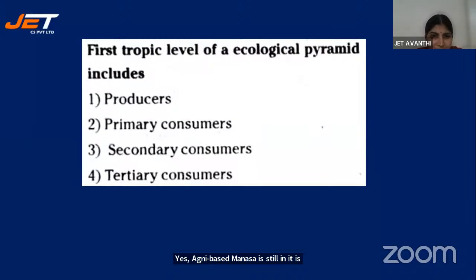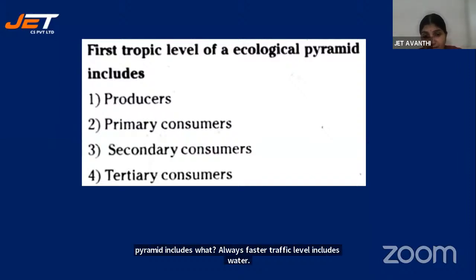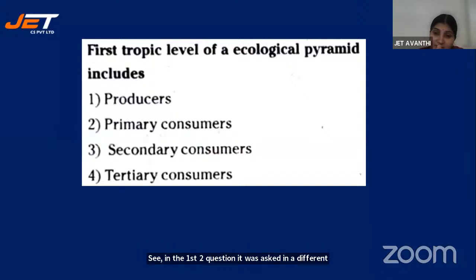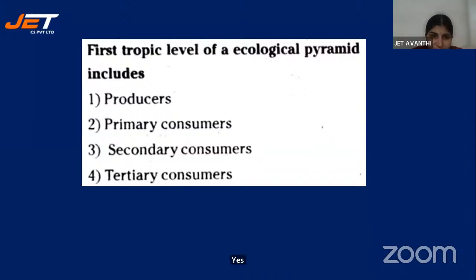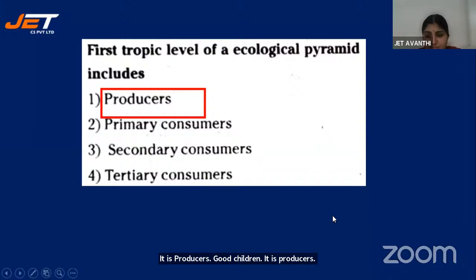It's Elton. Okay. First trophic level of the ecological pyramid includes what? In the first question it was asked in a different way, but the answer is the same. Here, the same answer, but the question is asked in a different way. Yes. Chetan, Vishwant, Renuka, Yashvika, nice, Agnivesh, Amulya. It is producers, children. Hanish, nice. Vaishnavi, good. Jessica, Vardhan, very good. Always producers will be occupying the first trophic level.